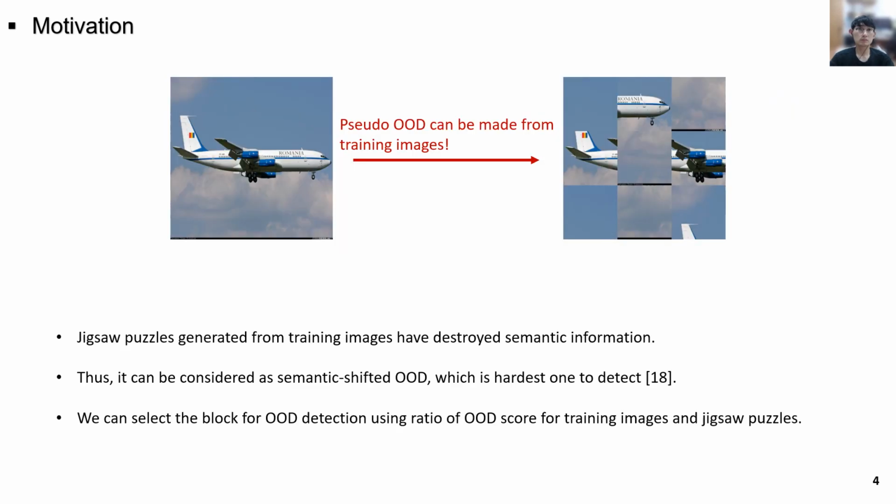We consider jigsaw puzzles as pseudo-OOD examples because their semantic information is intentionally destroyed. They serve as a representation of semantic shifted OOD data. Based on this understanding, we select a block for OOD detection by evaluating the ratio of the OOD score between training images and jigsaw puzzles. Our approach is based on the insight that the block which generates a high norm for in-distribution images and a low norm for jigsaw puzzles will likely exhibit a similar pattern of high norm for ID samples and low norm for actual OOD data during the inference stage.